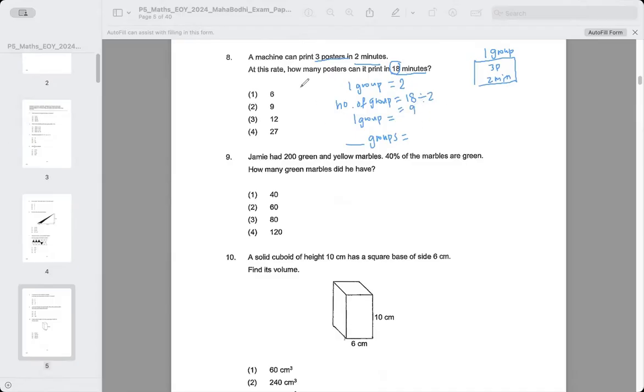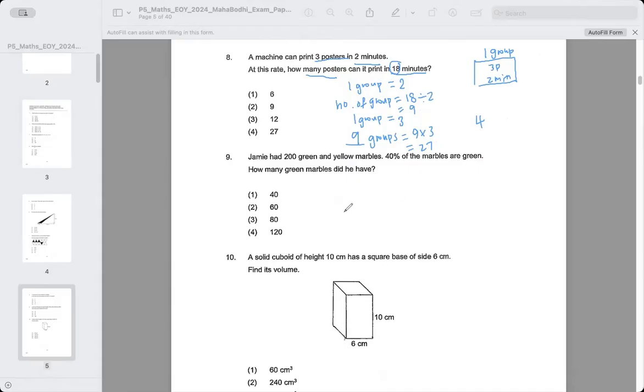Okay, then I go back to read the question. How many posters can it print in 18 minutes? So they're asking for how many posters. I look at my one group. I can have 3 posters in one group, so I write down one group equals 3. In step 2, I found out there are 9 groups, so I'll fill this out. If one group has 3 posters, 9 groups will simply be 9 times 3. Our answer will be 27 posters. So the answer is option 4. Okay, so this is just a typical grouping question.